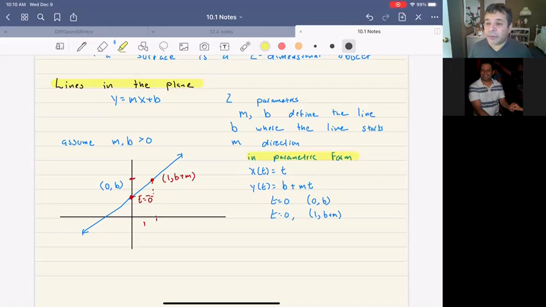And in the next video, what we're going to do, we're going to do three-dimensional lines. And in three-dimensional lines, parametrically is really the only way that you can describe a line.